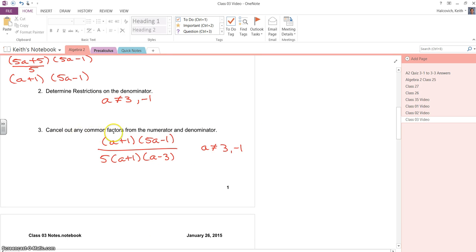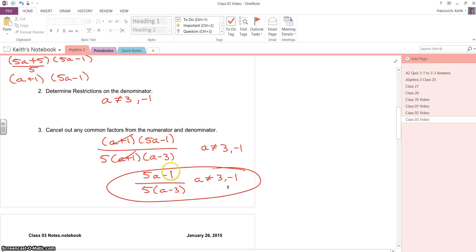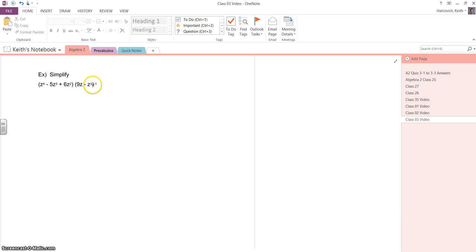Then you're going to cancel out any common factors from the numerator and denominator. So notice they both have an a plus 1. So you're left with 5a minus 1 over 5 times a minus 3. And that a cannot equal 3 or negative 1. That's your final answer. All right, next one.